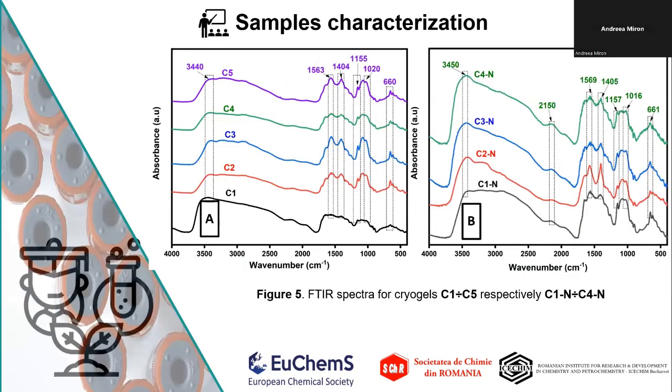From the FTIR spectra, it may be seen that the liquid digestate was successfully incorporated into the polymer matrix by the appearance of a peak around 2150.